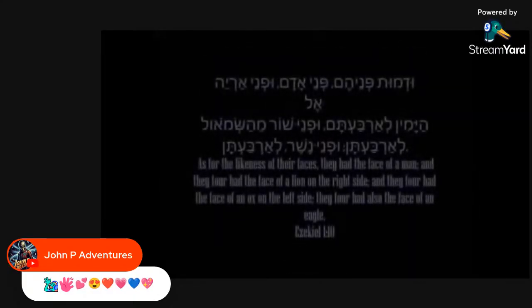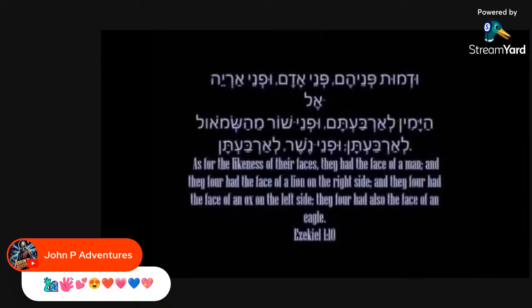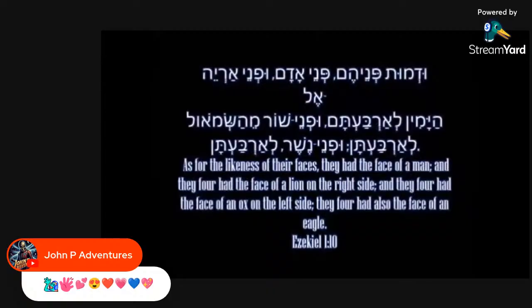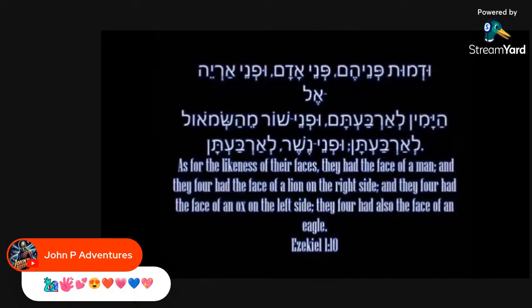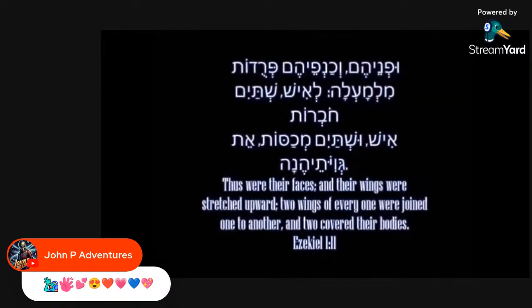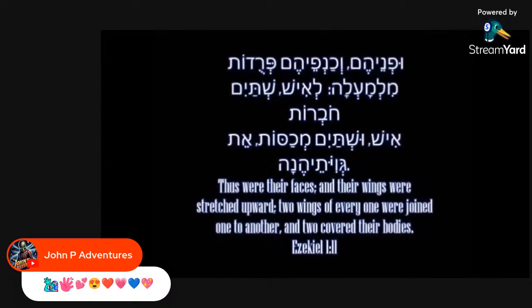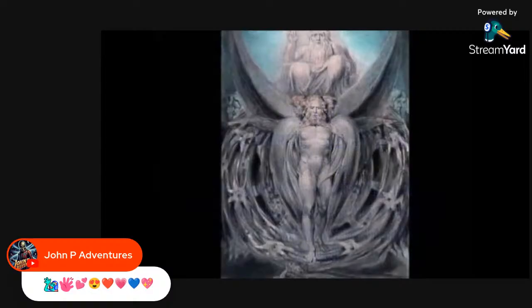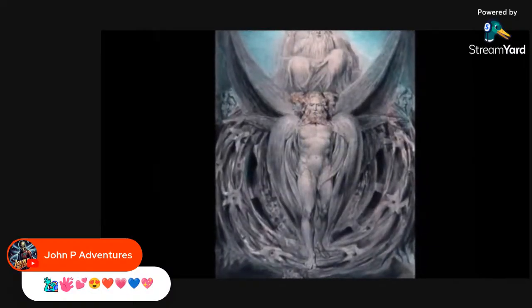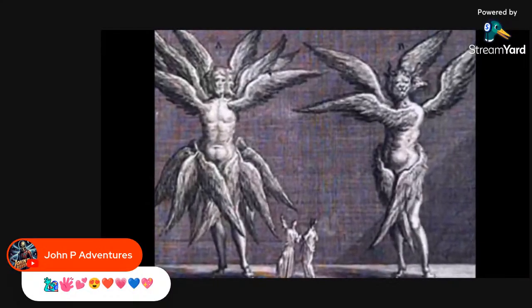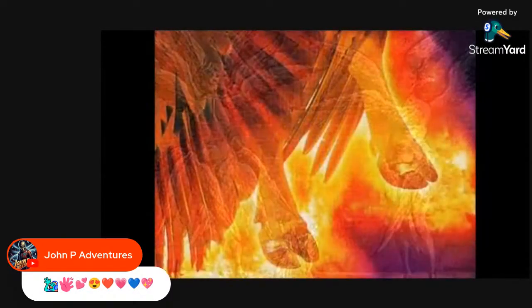As for the likeness of their faces, they had the face of a man, and they 4 had the face of a lion on the right side, and they 4 had the face of an ox on the left side. They four had also the face of an eagle. Thus were their faces, and their wings were stretched upward. 2 wings of every one were joined one to another, and 2 covered their bodies. And they went every one straight forward. Whether the spirit was to go, they went. They turned not when they went.